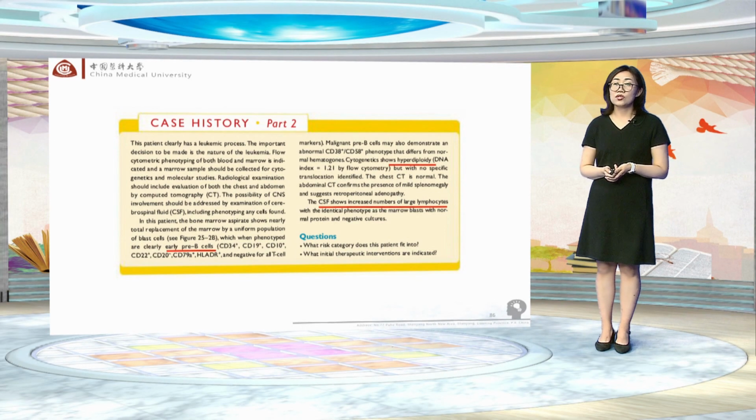The CSF shows increased numbers of large lymphocytes with the identical phenotype as the marrow blasts, with normal protein and negative cultures. So now, what risk category does this patient fit into? What initial therapeutic interventions are indicated?